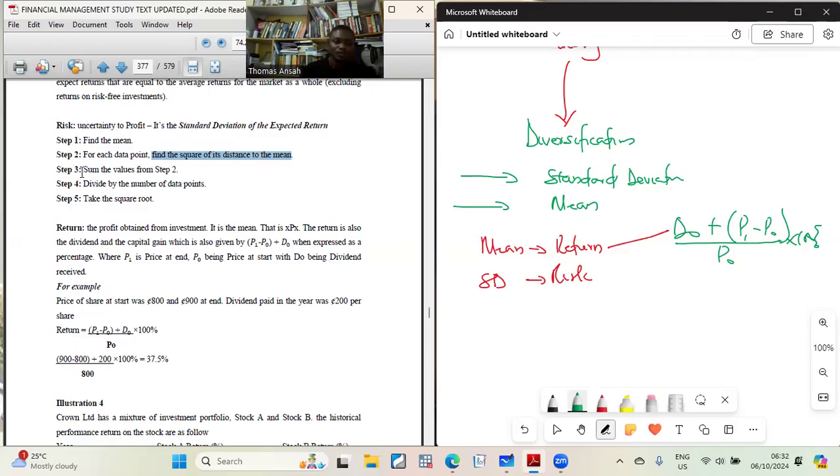Then you take the square root of it. So we are going to practice that. Now, so this is it.